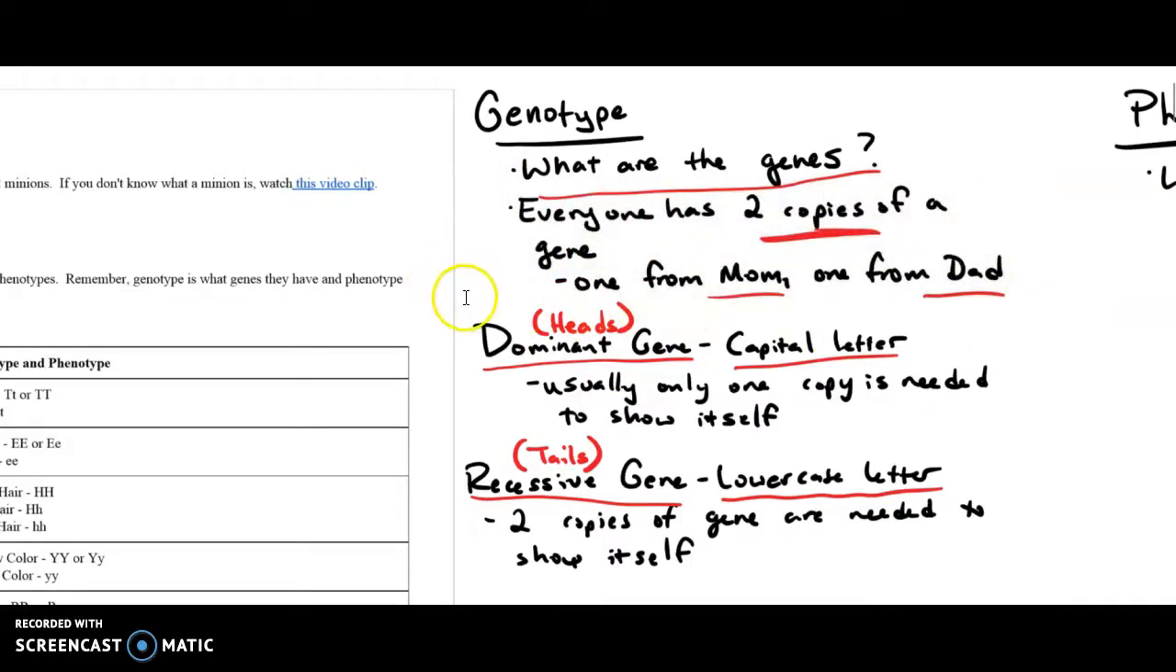And genes can be dominant. We'll show that with a capital letter. Genes can be recessive. That'll be a lowercase letter. Usually the dominant gene will take over, so you'll only need one copy. So that's why we'd say the dominant trait is more common. In order to get a recessive trait, you'd need two recessive genes, where usually only one dominant gene is needed to show itself.